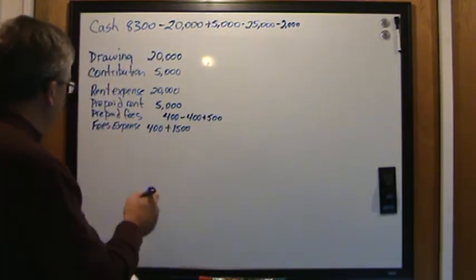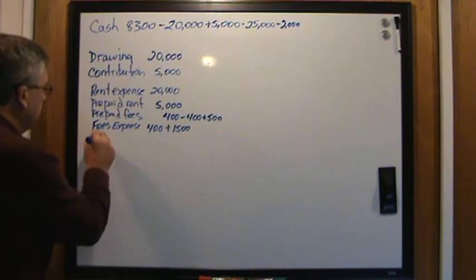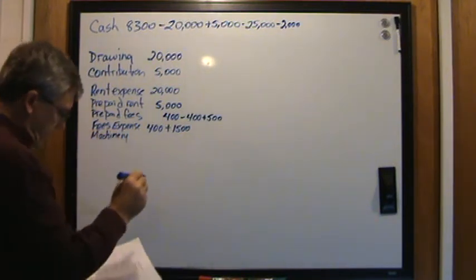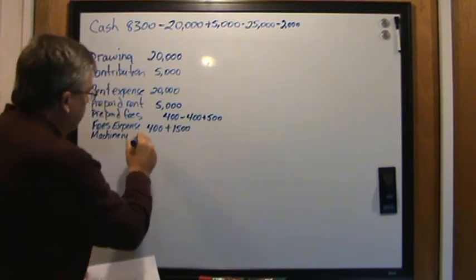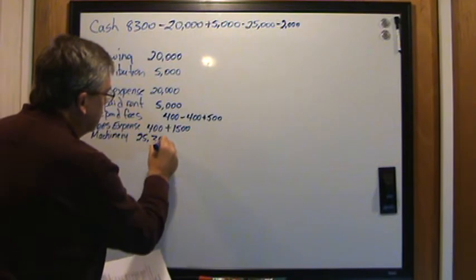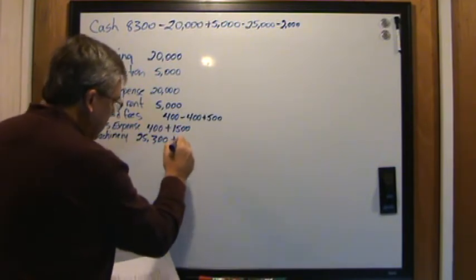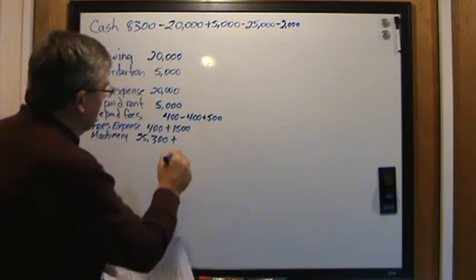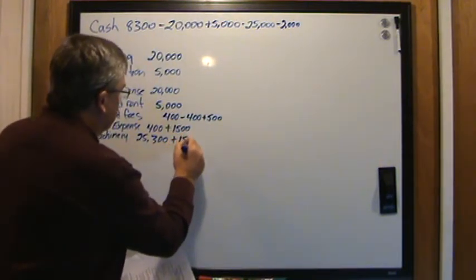So we have net machinery that already exists of $25,300. We're going to add to that $15,000 worth of more machinery or equipment.